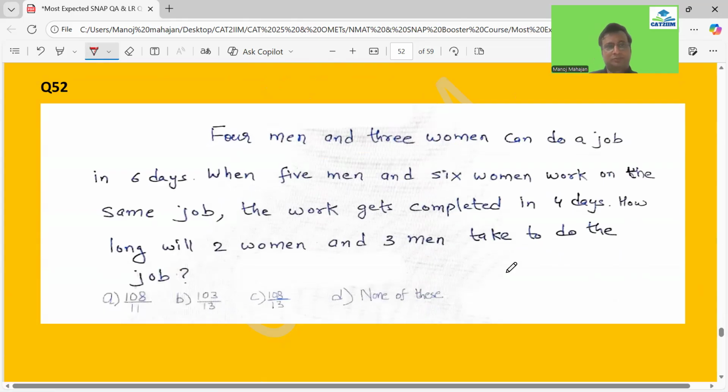So let's look at the way out. We'll assume over here every man is doing M units per day and every woman is doing W. So equate the work to get the relation between men and women. Work is 4M plus 3W, and how many days? Into 6. So this is the work which we have equated. When 5 men and 6 women work, so 5 men plus 6 women, and how many days? 4. So this would give a relation between men and women. So let's do that. This is one of the ways to look at solving such kinds of questions, right?